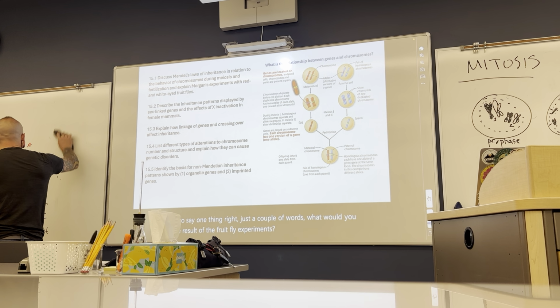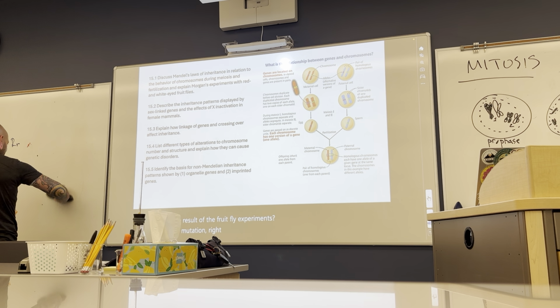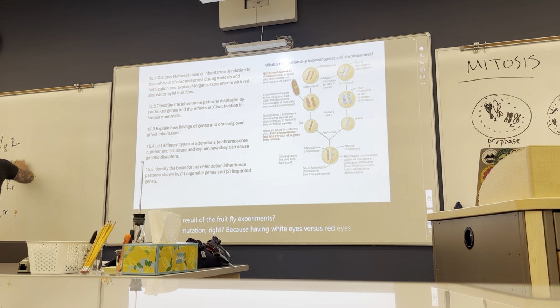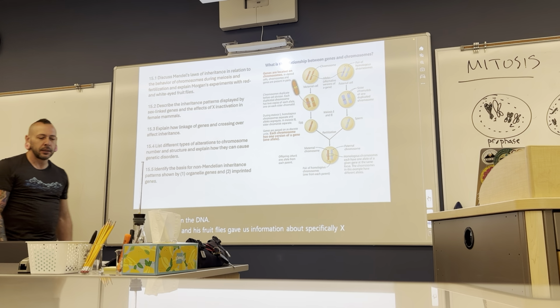It is relative to mutation, because having white eyes versus red eyes is a mutation. But specifically, what did we learn about that mutation? Where is it located? It's always in the DNA. So Morgan and his fruit flies gave us information about specifically X-linked mutations.